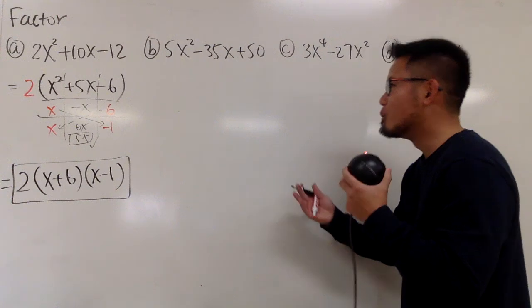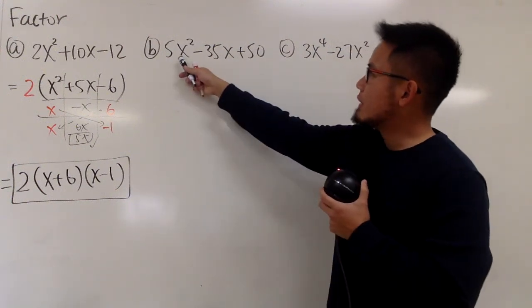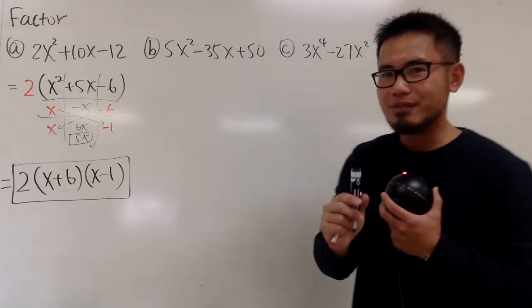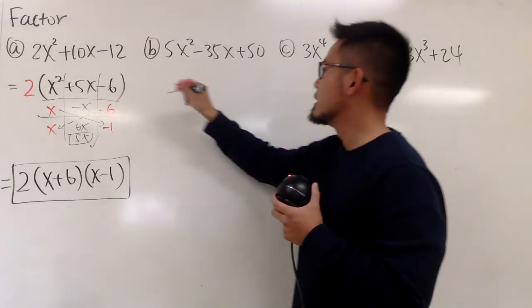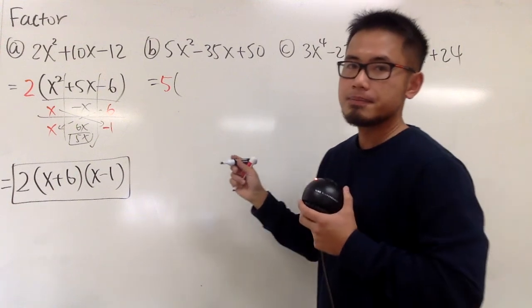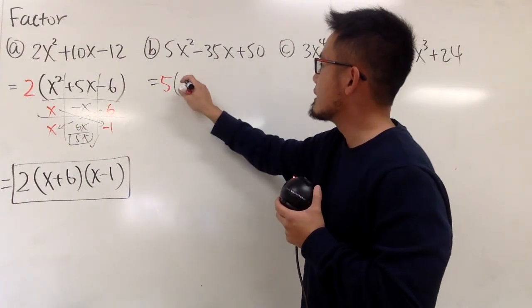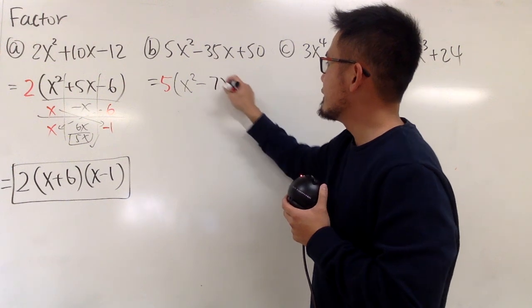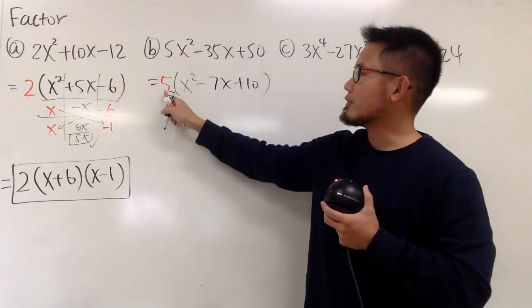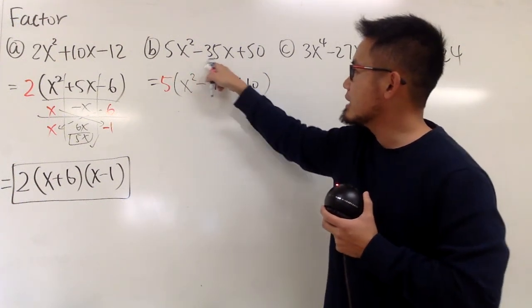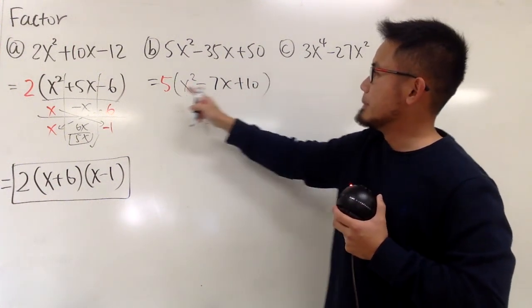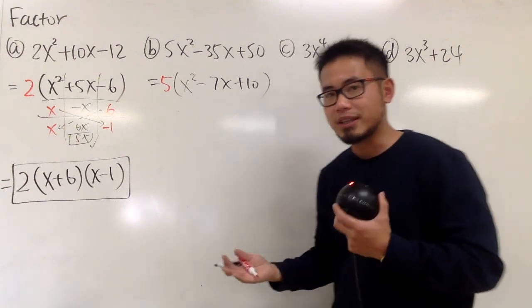Okay? Now moving on to this one. 5x squared minus 35x plus 50. What can we do first? We can factor out 5 first, right? So we will do that. So with that being said, let's factor out the 5. Open the parentheses. And then from here, we see that we will have x squared left, and then minus 7x, and then plus 10. How do we do it? Well, we factor out the 5, so it's just x squared left. Negative 35 divided by 5, we have negative 7, and we keep the x. 50 divided by 5, we have the plus 10. Okay, you can do it like that.